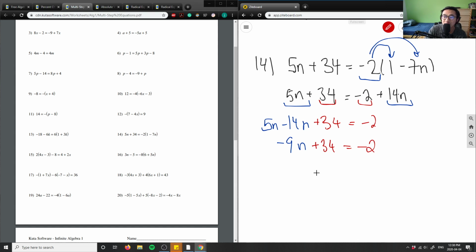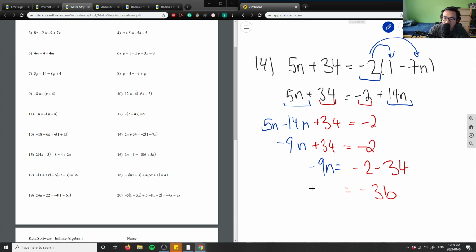And then what I can do is bring the constants to the other side, right? I want to isolate my variable. So if I want to get rid of positive 34, I'm going to have to do the opposite operation. So subtract 34 from both sides. So again, I'm doing some blue. This will now be negative 9n equals, and then here I have negative 2 minus 34, right? So I'm subtracting 34 from both sides. Negative 2 minus 34 is negative 36.